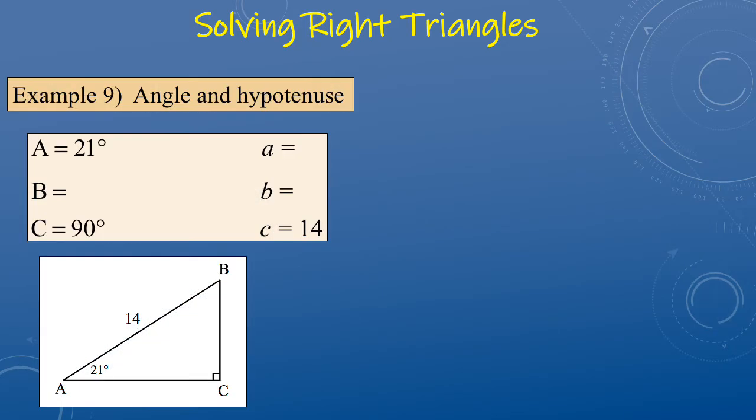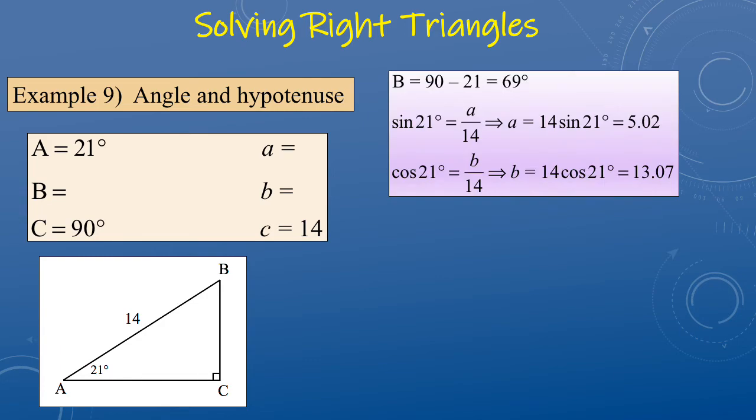Exercise 9 is an example of an angle and a hypotenuse. We are told that angle A is 21 degrees, and angle C, of course, is 90 degrees, and little c is equal to 14. We wish to find angle B, little a, and little b. We draw the picture somewhat to scale. To solve this problem, we first find angle B, which is 90 minus 21, and that is 69 degrees.